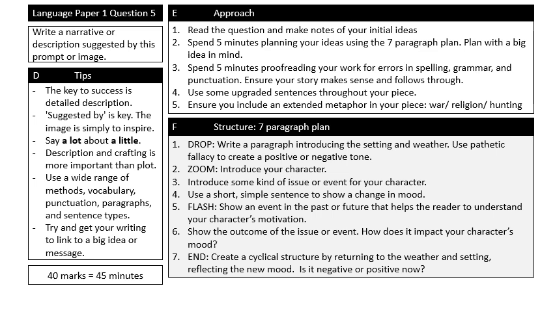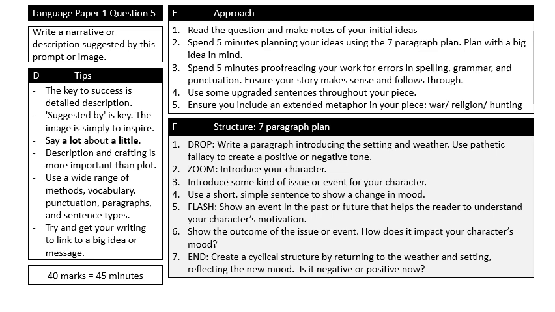In box F you'll see a reminder of the structure, so for the 7-paragraph plan. So you drop in. Your first paragraph will introduce the setting or introduce the weather. You may use pathetic fallacy to create a positive or negative tone. You'll then zoom in and you'll introduce a character. For paragraph 3, you'll introduce some kind of issue or event for that character.